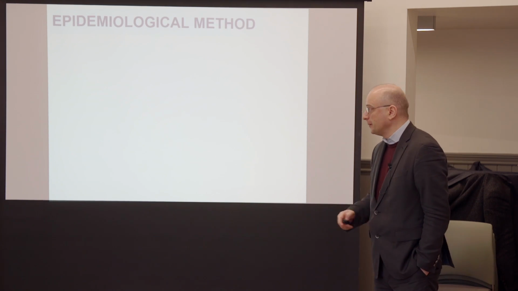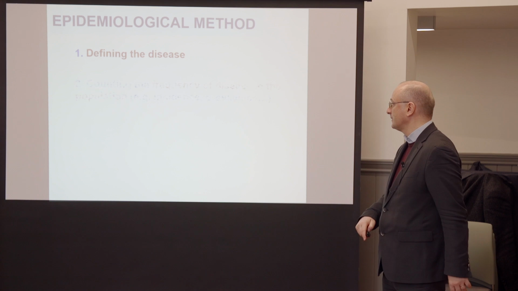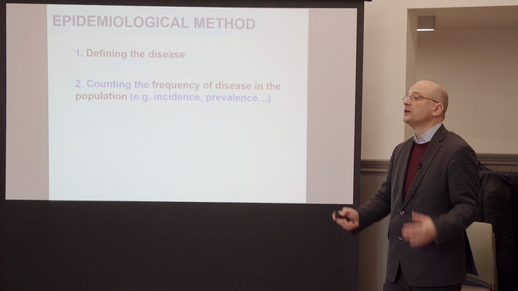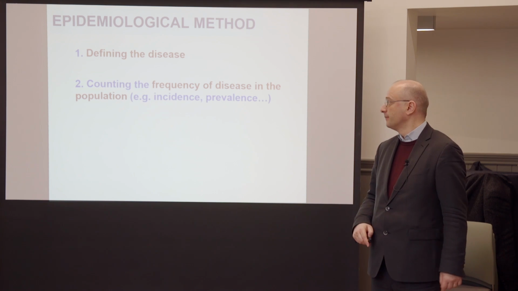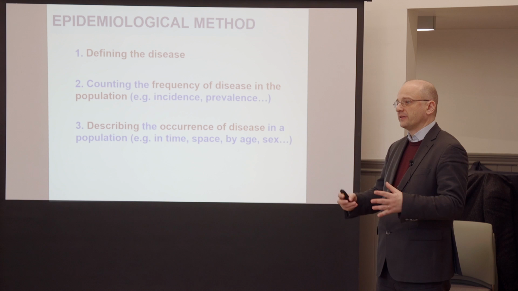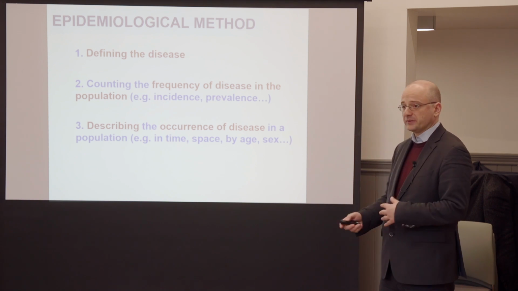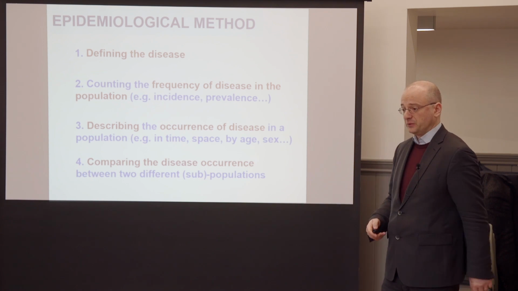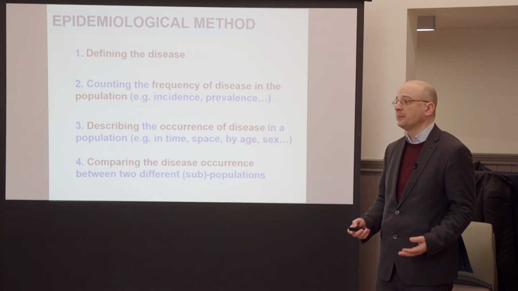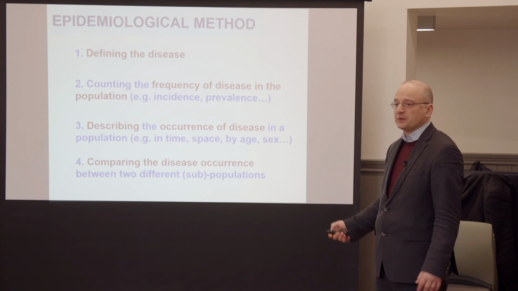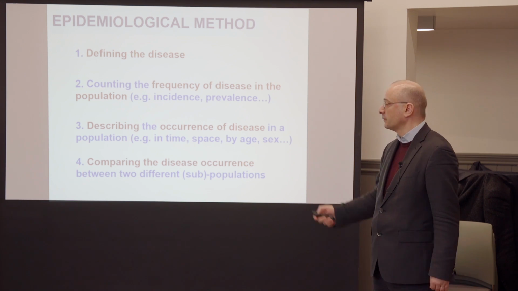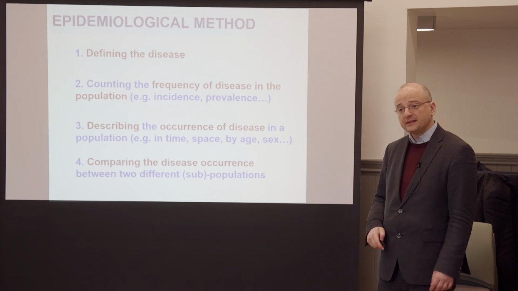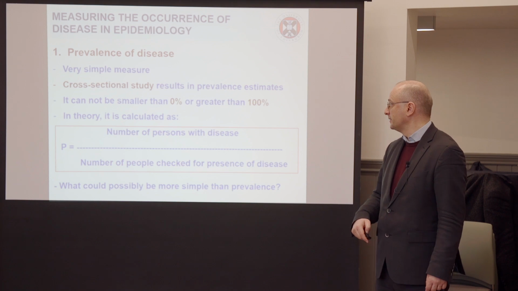All right, so remember epidemiological method, first step, define the disease and then count the frequency of disease in the population. So we're talking about those two things today, all right? Then we can describe occurrence, cross-tabulating it with various possible risk factors, interventions, and so on. And eventually, we may even compare two different groups of population or samples. So that's all fine, but we're not going to be talking about 3 and 4 today. We're mainly going to focus on number 1 and number 2. Defining the disease and counting the frequency of disease in the population.